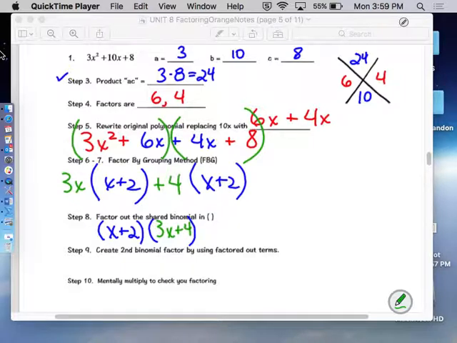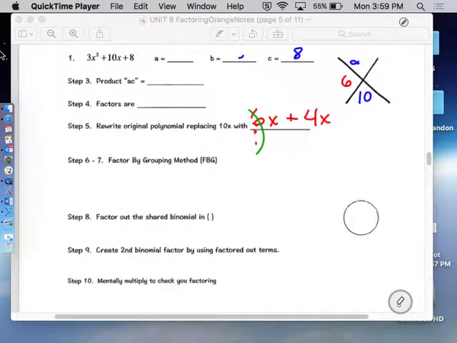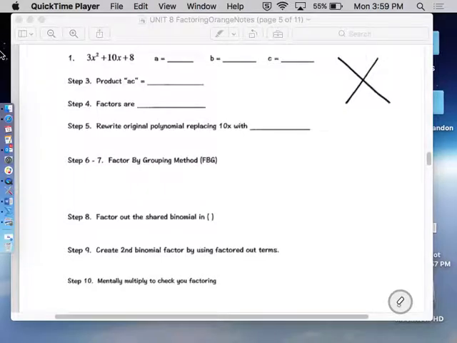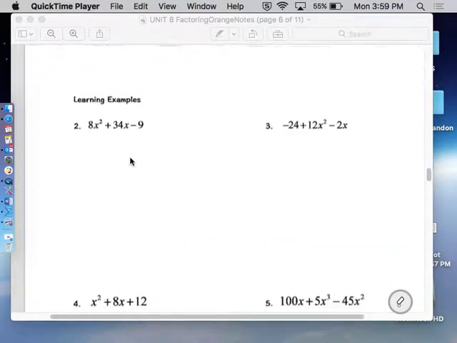And I always encourage you to mentally multiply to make sure that you've got the right answer. And let's see, if I multiply these out, I have 3x squared plus 4x plus 6x's plus 8. And when I combine like terms in the middle, it's going to check to give me the polynomial that I started with. Let's move on and do another example in the notes. And I just wanted you to have a good example with everything worked out step by step.